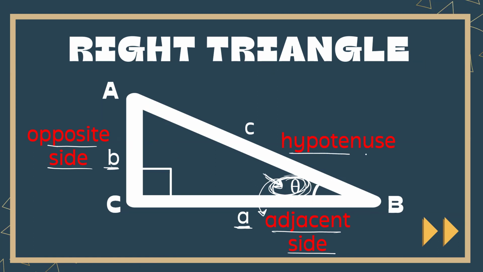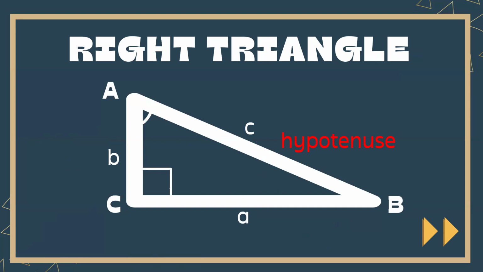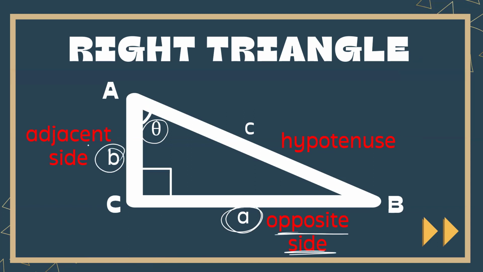So again, the hypotenuse is simply the longest side of the triangle, whereas the opposite side is the side opposite to that angle, and the adjacent side is the side beside or near that angle. On the other hand, if we have angle theta located here, in this particular example, side A becomes the opposite side of angle theta, and side B now becomes the adjacent side.